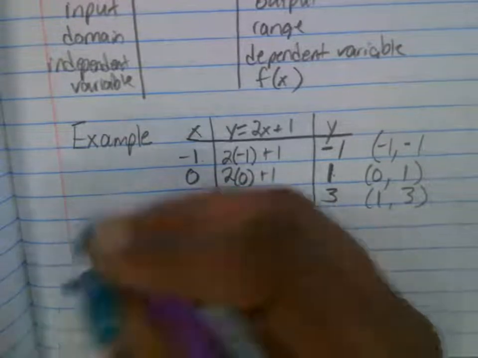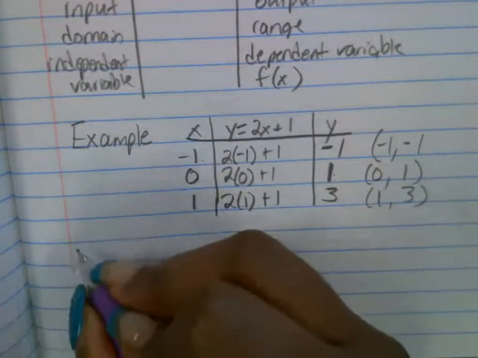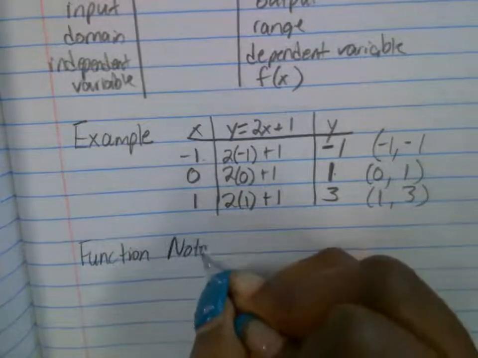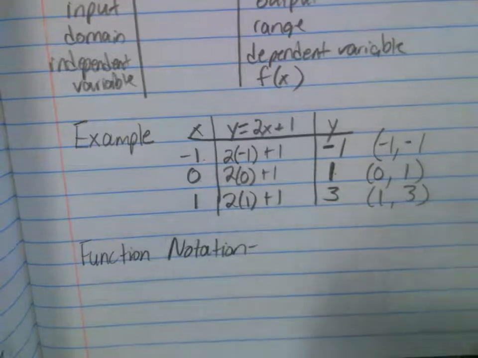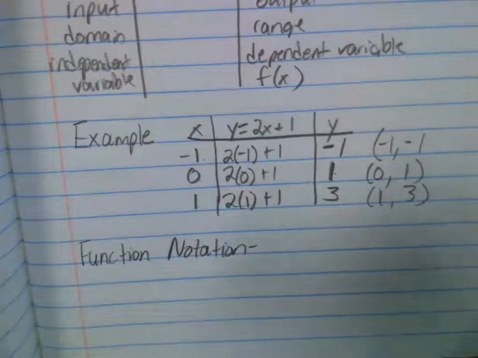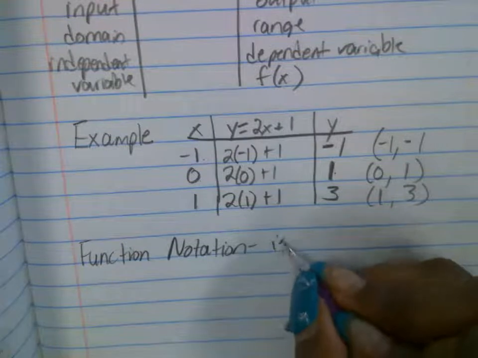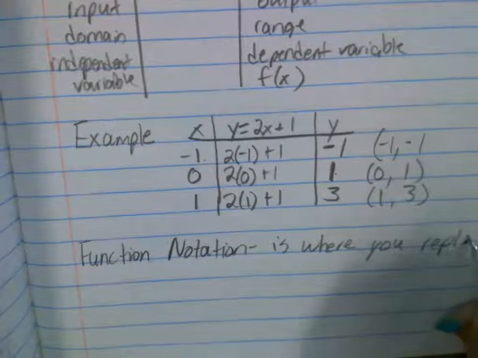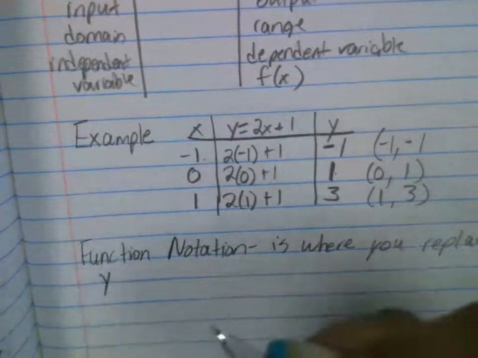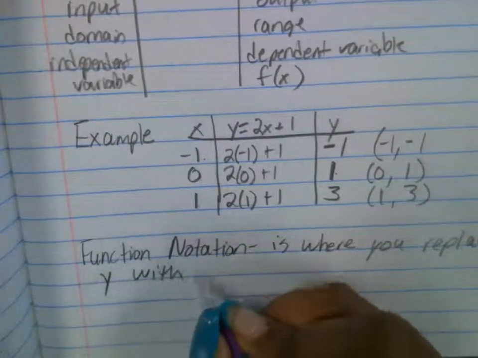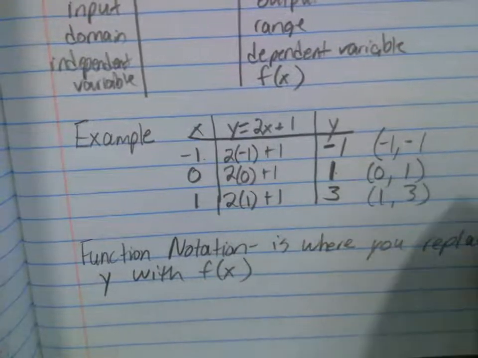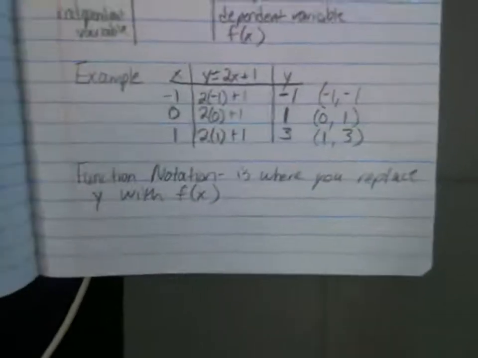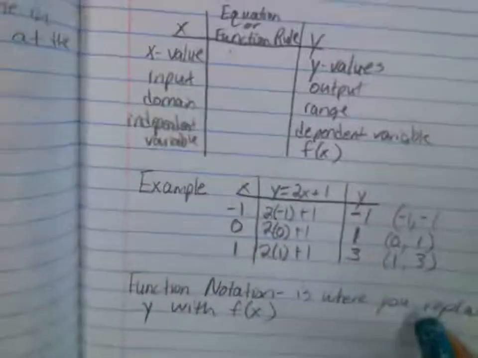Now we're going to talk about the other part of the notes, which is function notation. Function notation is where you replace y in an equation with f of x. You replace y with f of x. Okay? That's what you do.